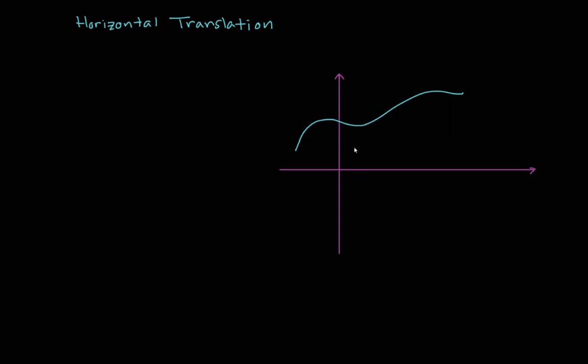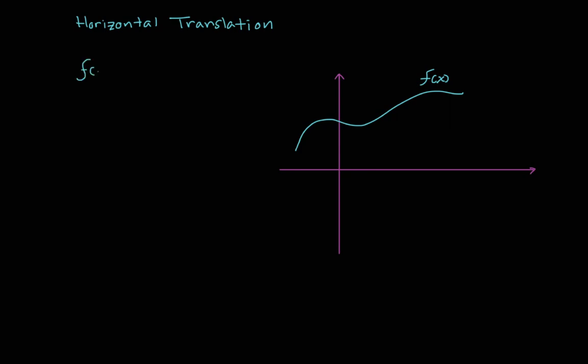Okay, now let's look at a horizontal translation. Horizontal translations are also simple, but they're a little trickier than a vertical translation. So if we have some function, let's do our f of x again, and we don't know what the equation of this curve is, but let's pretend that we know it, and we just call it f of x.